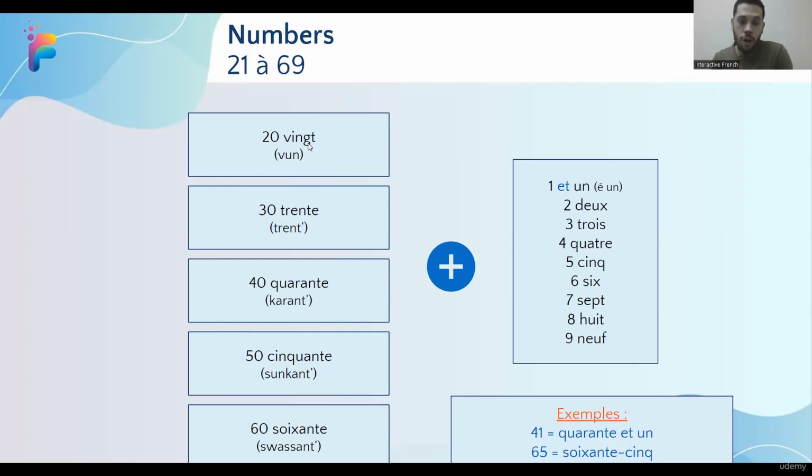So let's jump right into the numbers from 21 to 69 first. Okay, so again, here we have the numbers 1, 2, 3, 4, 5, 6, 7, 8, 9, right? From 1 to 9, on the right, just to make sure. And we have the dozens on the left, right? So for 20, remember 20, we saw it last video. 20 is 20, right?